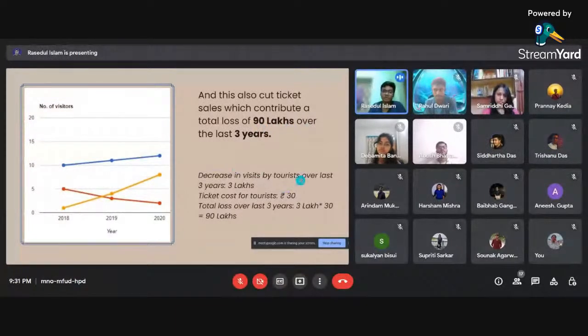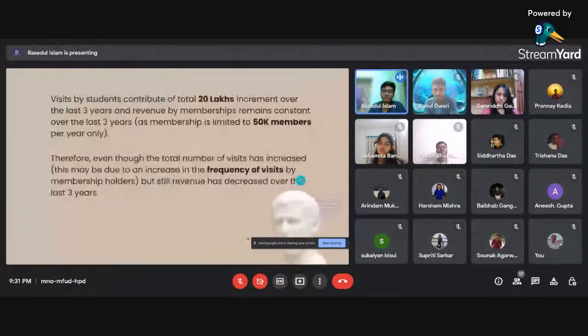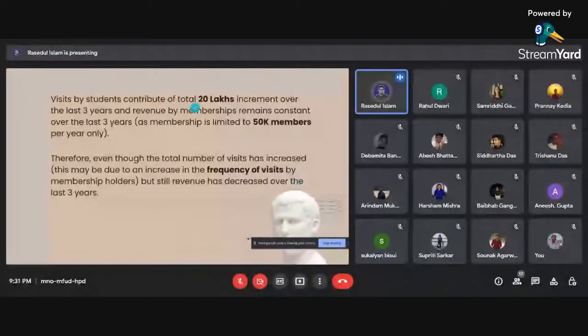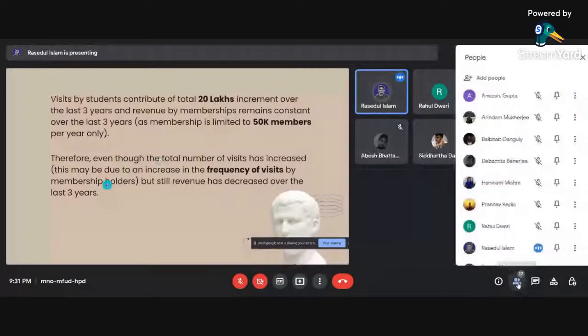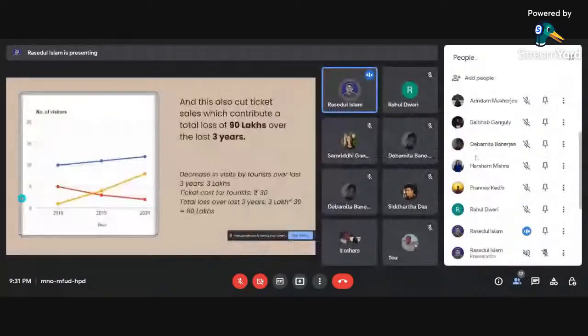And also there is a very slight increment in the number of students visiting. So the total revenue from them by selling tickets is 20 lakh. And over the last 3 years, the museum is giving only 50,000 memberships, so the revenue from there is constant over 3 years. So the main reason is the decreasing tourist visits.